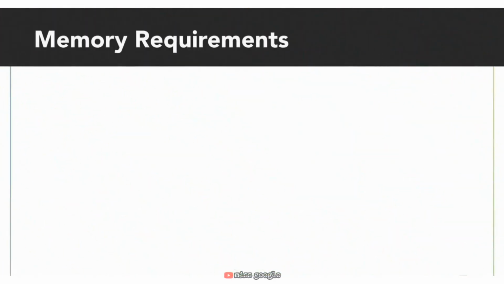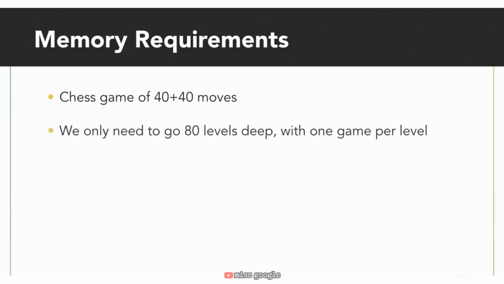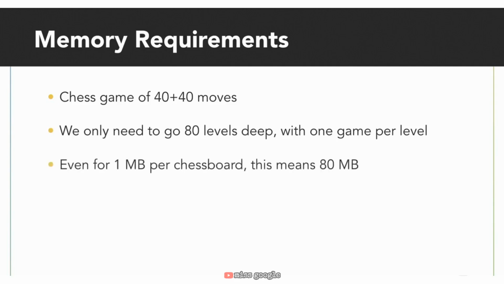Think of our original chess example where we considered 40 moves for white and 40 moves for black. The expected time for this example is outrageous and totally unacceptable. However, its memory requirements are extremely modest. We only need enough memory to go 80 levels deep into the tree with only one game per level. Even for an excessive case where 1 megabyte is required to analyze one chessboard, this algorithm would require just 80 megabytes, which is not a problem today.